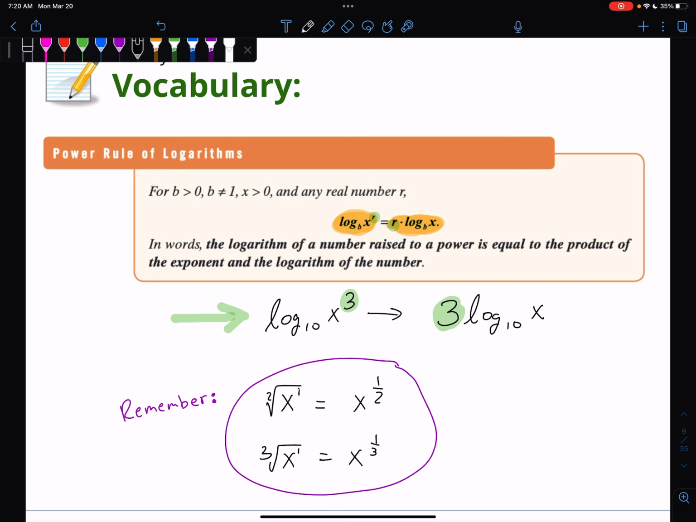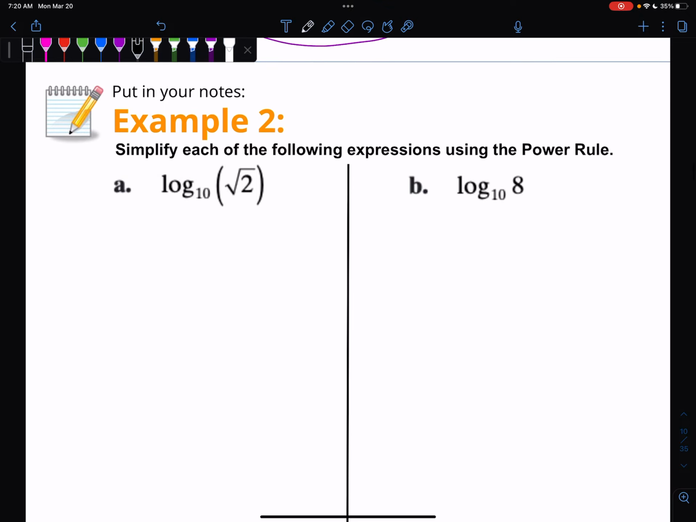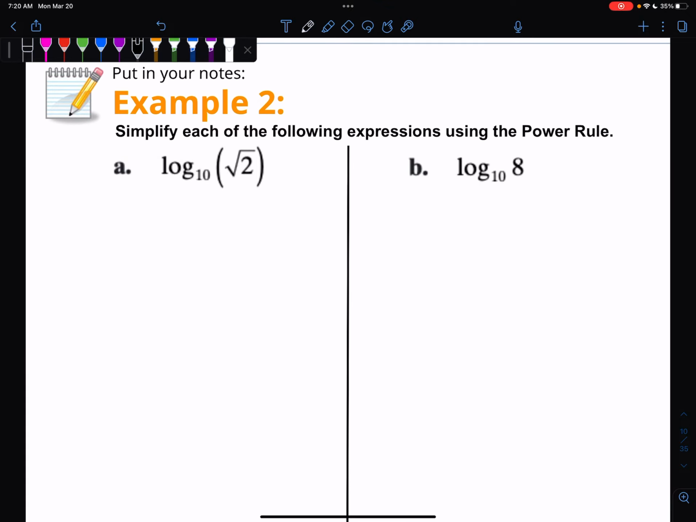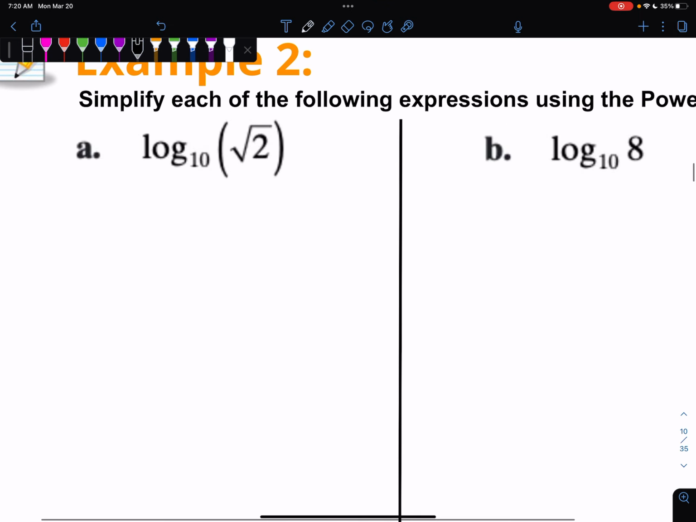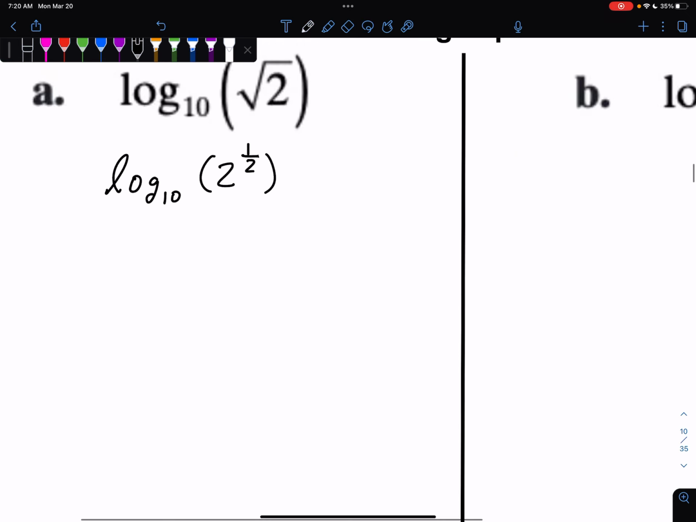All right, thank you so much. Okay, we're going to start with our examples. Example 2, simplify each of the following expressions using the power rule. So, we are going to write these as our powers. So we're going to have log 10 of, do you remember how we write square root of 2? And we put 2 to what power? Should be 1/2. 2 to the 1/2. Okay, then the 1/2, this is that power rule, can actually be moved in front.